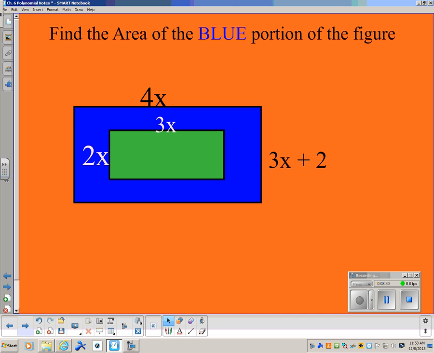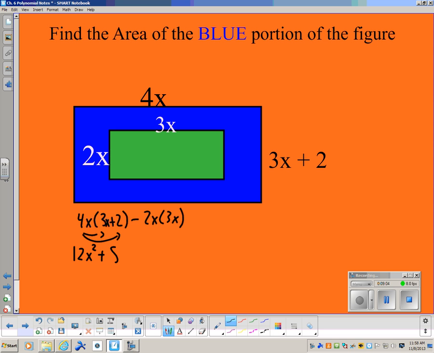Find the area of the blue portion of the figure there. So again, we have to take the area of the outside there, so 4x times 3x plus 2, because that's how you find the area of a rectangle, and subtract off that inner portion there, and that will just give me the area of that blue portion. So we can go 4x times 3x plus 2 minus 2x times 3x. So distribute the 4x through the parentheses here. 4x times 3x here is 12x squared, plus 4x times 2 is 8x.